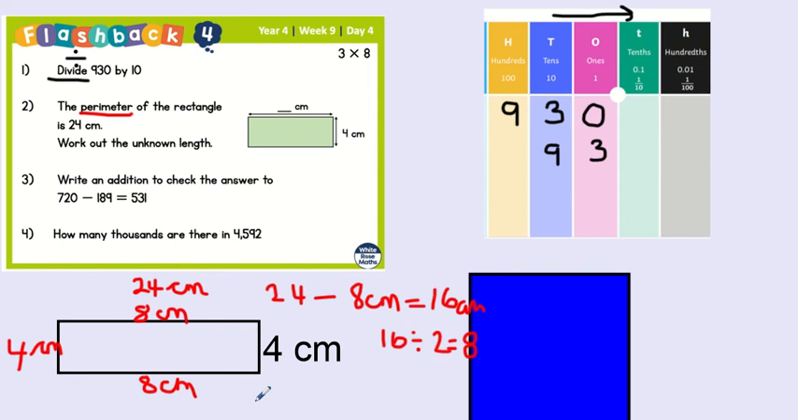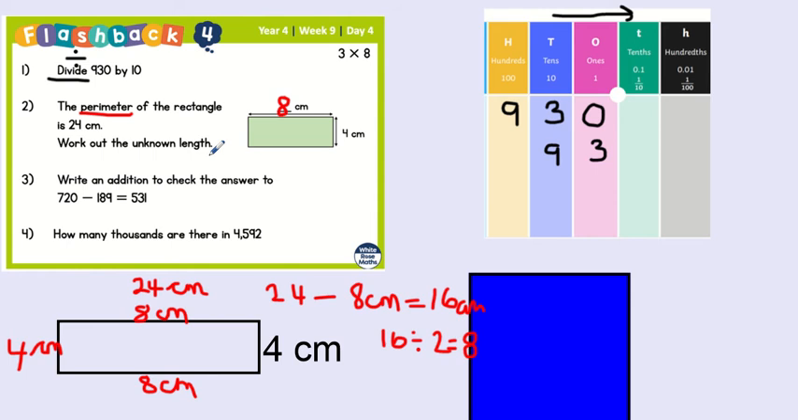Now I can do a quick double check. 2 lots of 8 is 16. Add 4 is 20. Add another 4 is 24. So if you've got the answer 8 centimetres, you can give that a little tick on your sheet. Let's have a look at number 3 then.